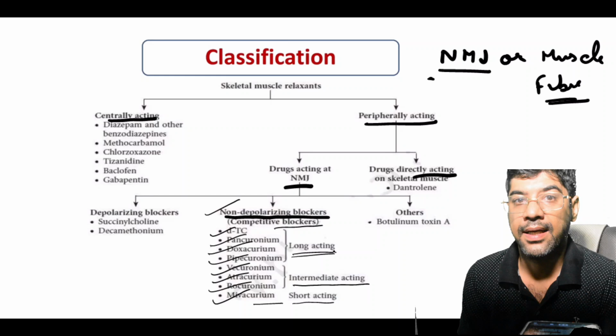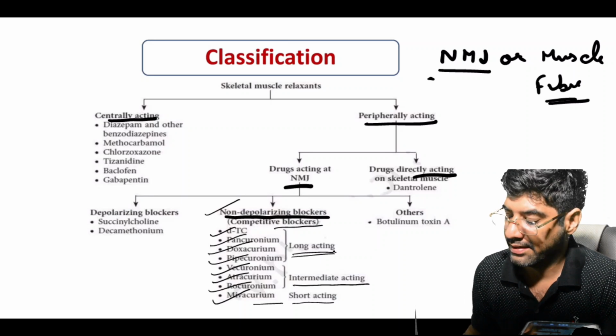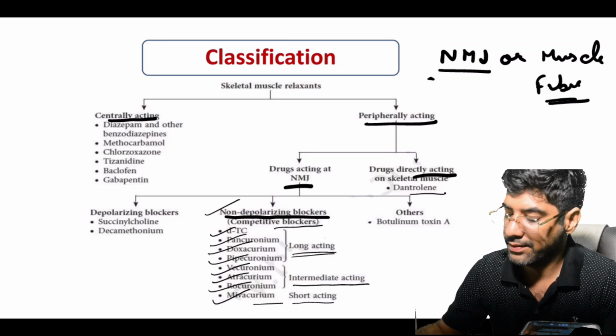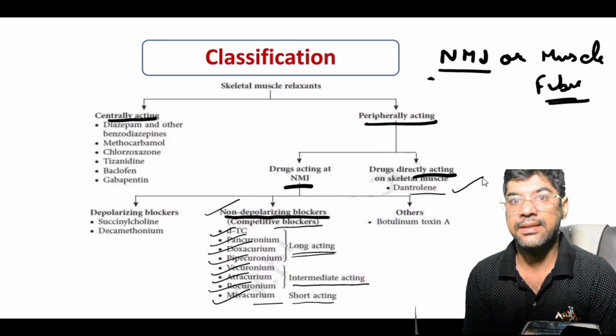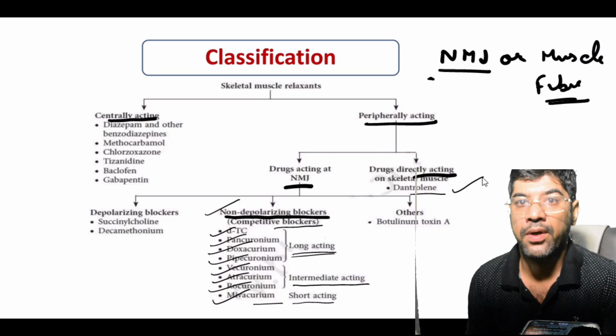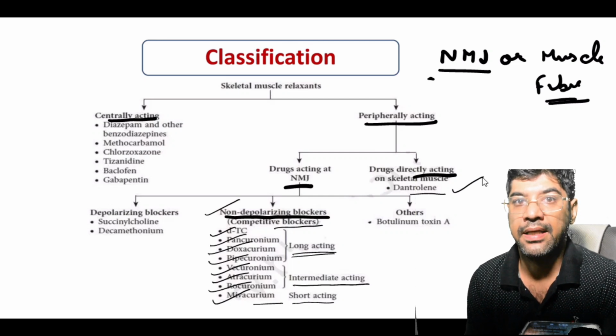The directly acting agent example is dantrolene. Remember, dantrolene acts directly on the muscle fibers to reduce contraction. Quinine is used in certain muscle conditions. So what are the two main categories of neuromuscular blocking agents? They are the non-depolarizing blockers and depolarizing blockers.